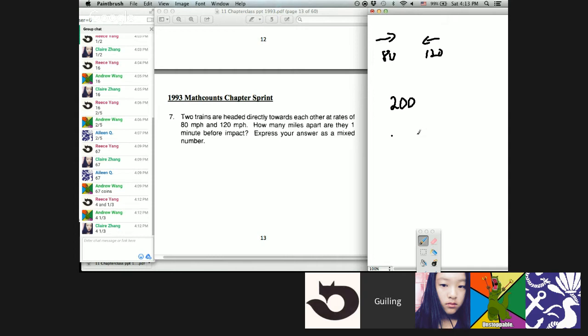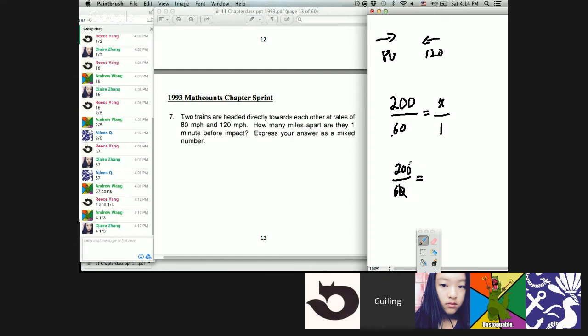So they're traveling towards each other at 200 miles per hour, and then it asks how many miles apart 1 minute before. So it's basically asking if you're traveling at 200 miles per hour, how many miles will you go in 1 minute? That's just 200 over 60. And you simplify this, it asks you for a mixed number.